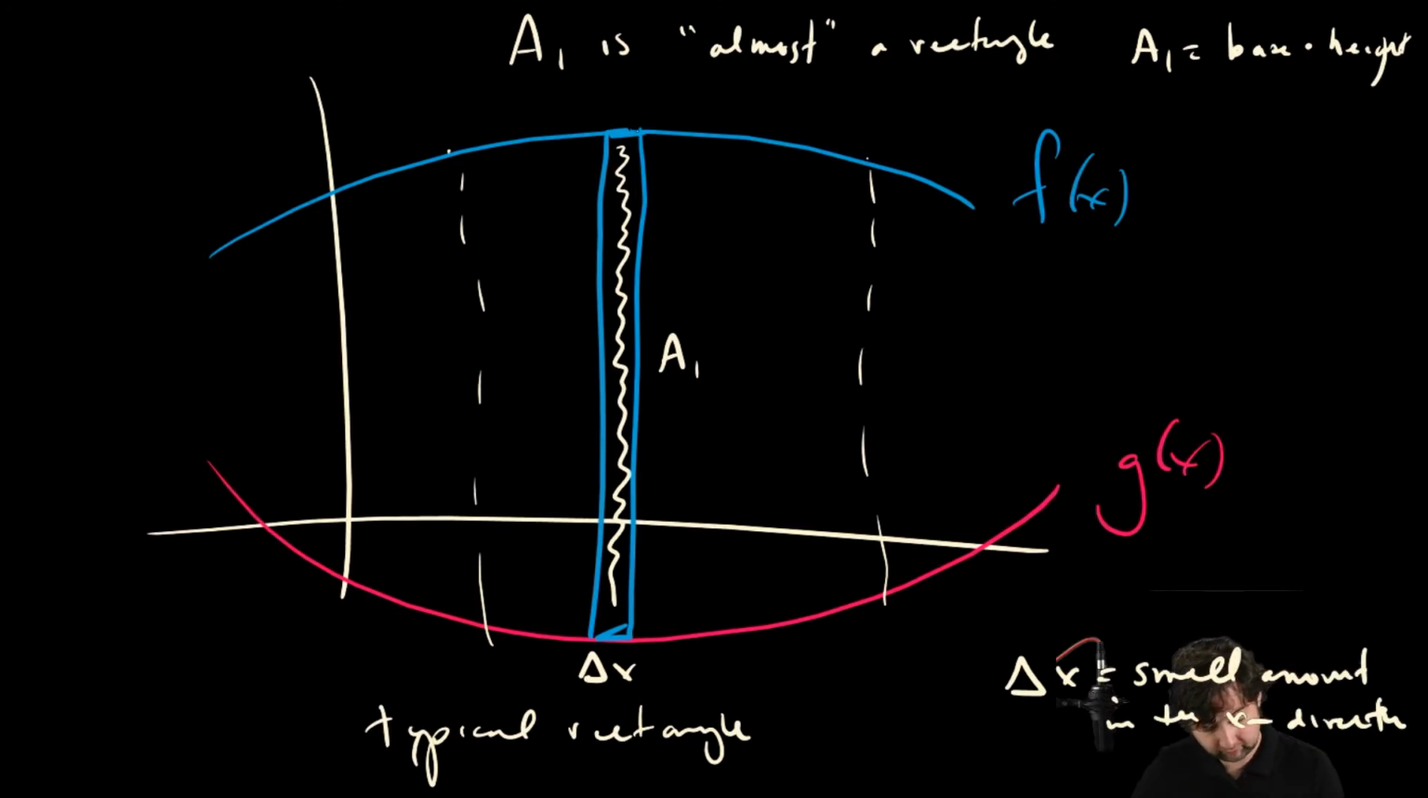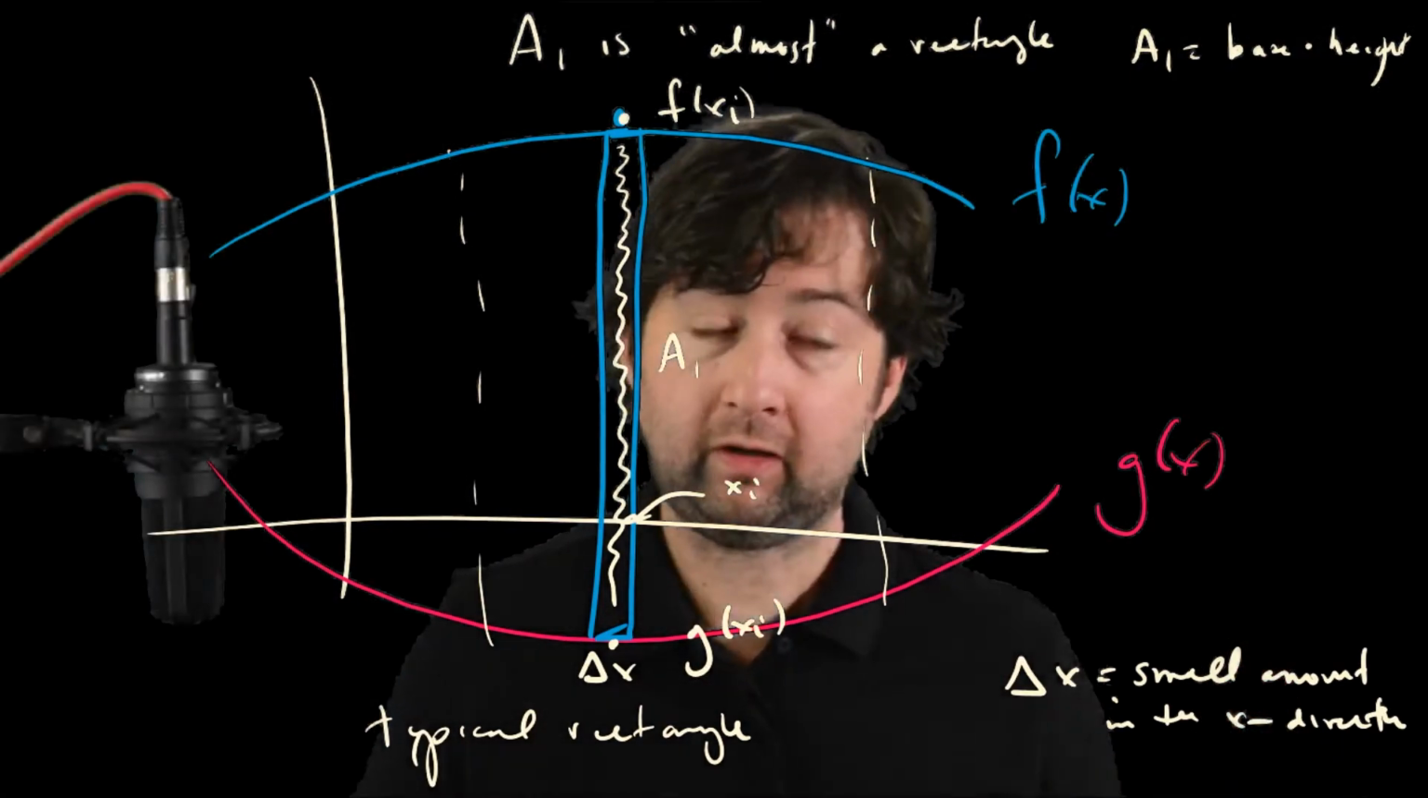So we think about this point up here as being located at some point called f of xi. So this point right here on the x-axis is xi. That's where the rectangle is located. The location of the curve f over xi is given by the height f of xi. And the location of the point on g of x is going to be given by g of xi.